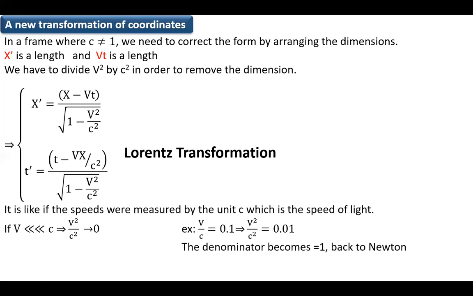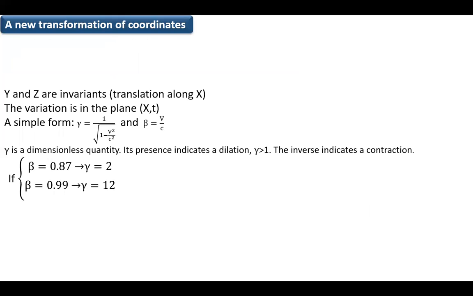Newton's equations are always applicable, always true at low speed. This transformation, our new transformation, is only necessary at high speeds, or for speeds approaching the speed of light c. In our case, y and z are invariant since we are taking frames that are in translation with respect to each other. So the only variation is along the x-axis. So y and z are always invariant in our case.